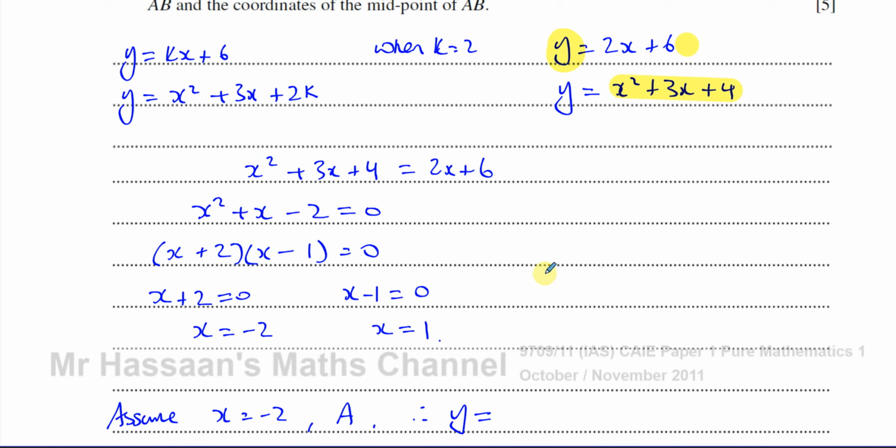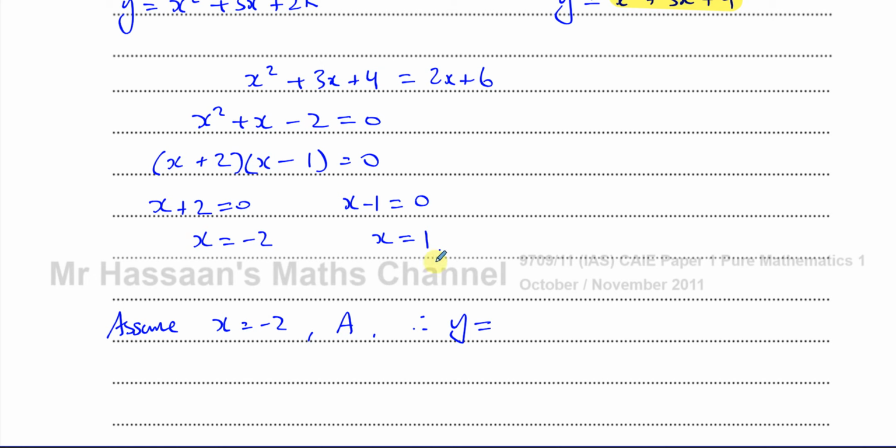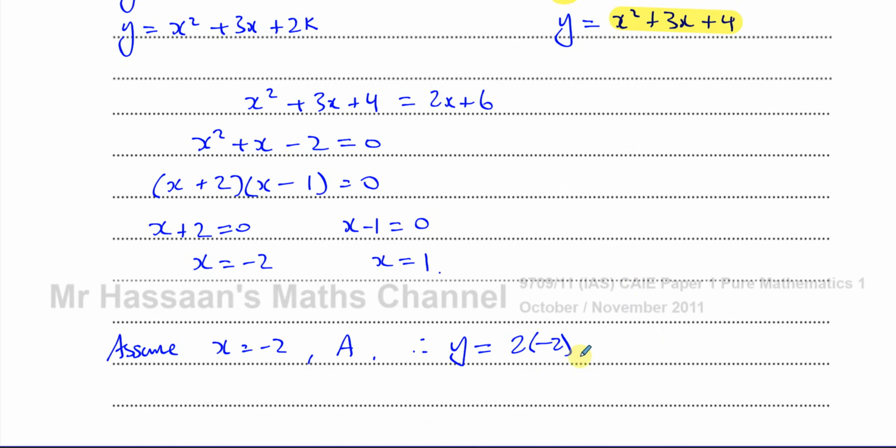But of course, what is much easier is to use the linear equation. Less work to do. So you can replace the x here with −2. So we have 2 times −2 plus 6, which gives you −4 plus 6, which is 2. So we can say the coordinates of A are −2 for the x and 2 for the y.